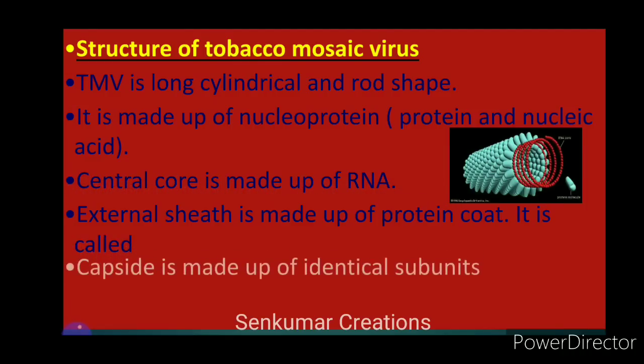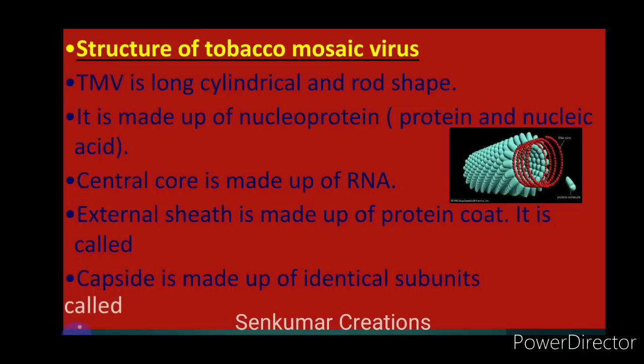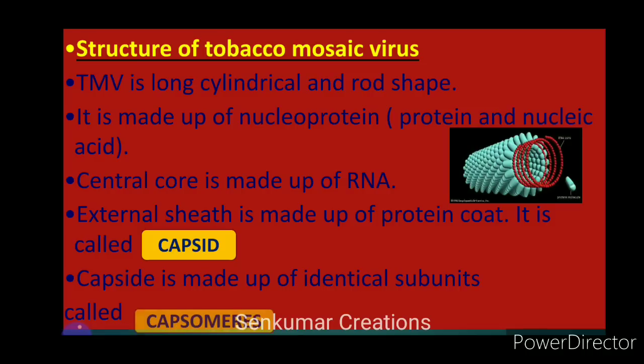The external sheath, made up of a protein coat, is called the capsid, and the capsid is made up of identical subunits called capsomeres. So the outer covering is called the capsid. It contains capsomeres inside it.